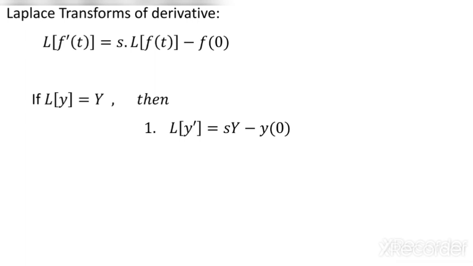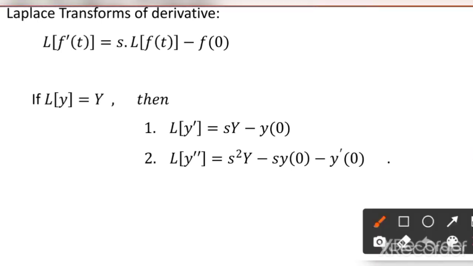Now take L of y double dash in a similar way. So what is L of y double dash? s square into capital Y, meaning the Laplace transform of y of t, minus s into y of 0 minus y dash of 0. So just observe that result carefully. y double dash means second order. So I have to start with s square, then in the descending order it is s, then s power 0, that is, the coefficient is here 1.